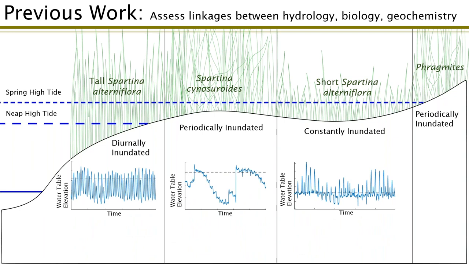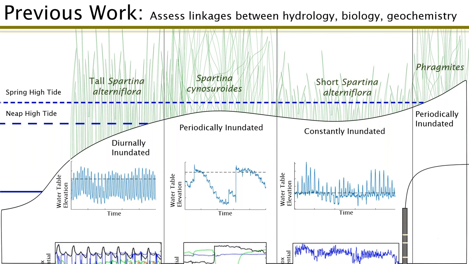The dotted gray line is the ground surface, and what you'll notice is that there are drastically different patterns in each of the zones. In this diurnally inundated zone, you see large tidal fluctuations that go above and below the marsh platform. In this periodically inundated zone, you see longer timescale changes, so you see this lunar 14-day tidal cycle. And in this constantly inundated zone, you see tidal oscillations, but the groundwater table is either above or very close to the ground surface through the entire time period shown here. And so these water table elevation oscillations impact the subsurface redox potential.